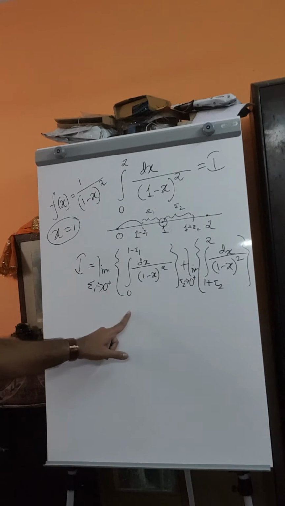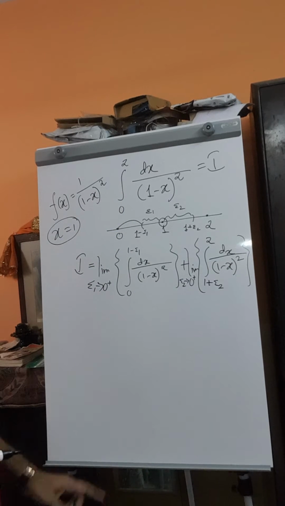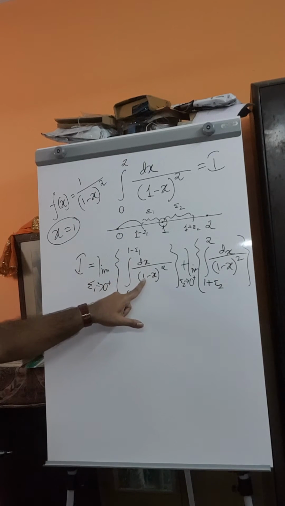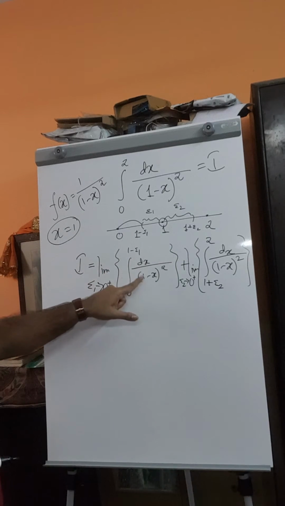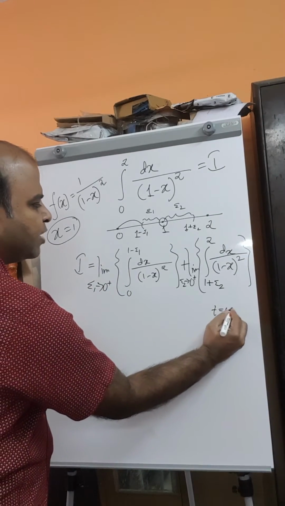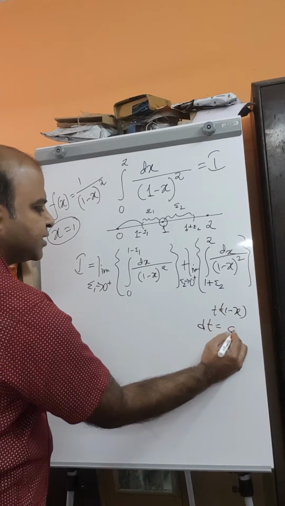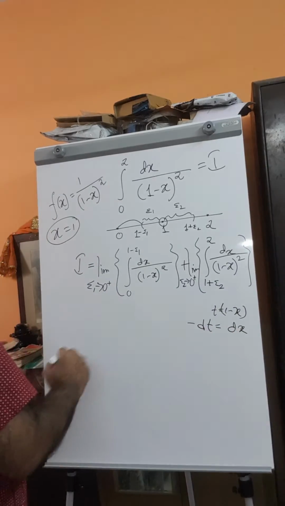Now, if both the two limits exist, then we shall say that this improper integral exists. Now, to evaluate this, you can substitute 1 minus x as t. So, dx becomes minus dt. That is, if we put t equal to 1 minus x, we have dt which is minus dx, or dx becomes minus dt.